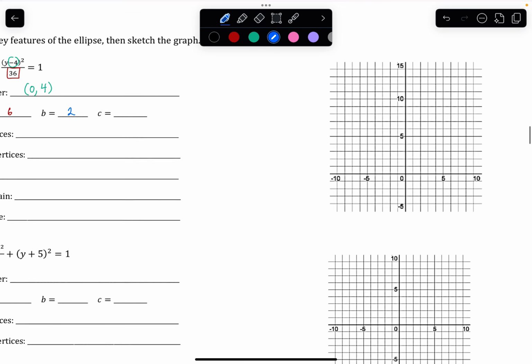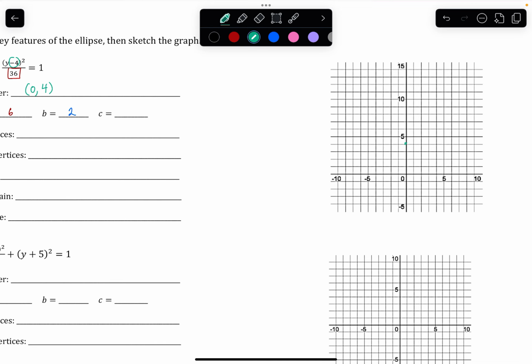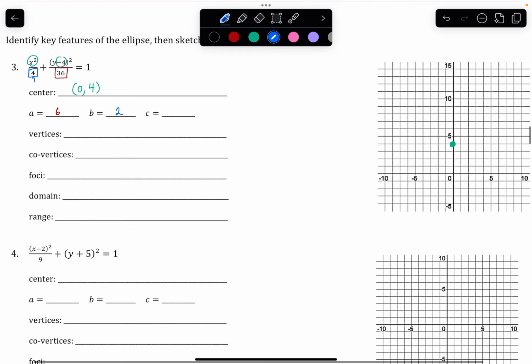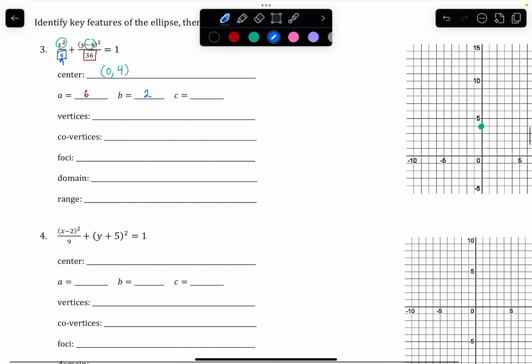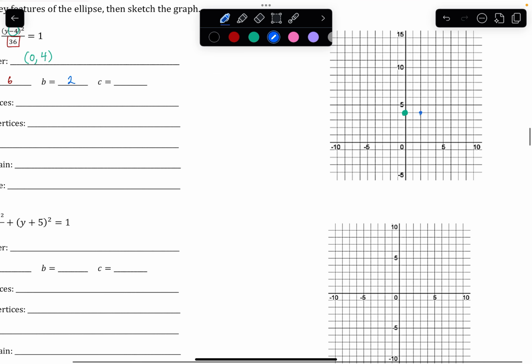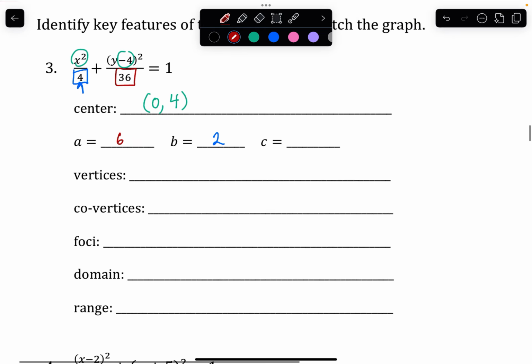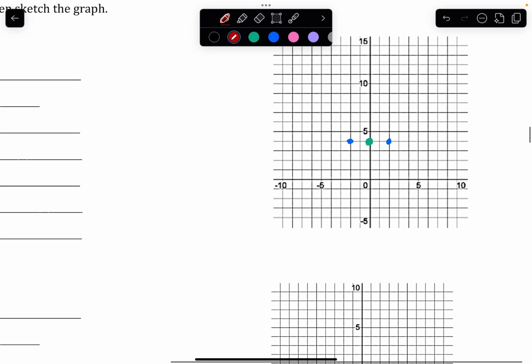And so let's go ahead and start getting this on the graph. And so the center at 0, 4. And then my horizontal distance was the 2. Always look for the x term to see your horizontal distance. And so we're going to go 2 to the right and 2 to the left. Our vertical distance was 6, looking at what is under the y. And so we're going to go up 6 and down 6. So 1, 2, 3, 4, 5, 6. And then 1, 2, 3, 4, 5, 6.